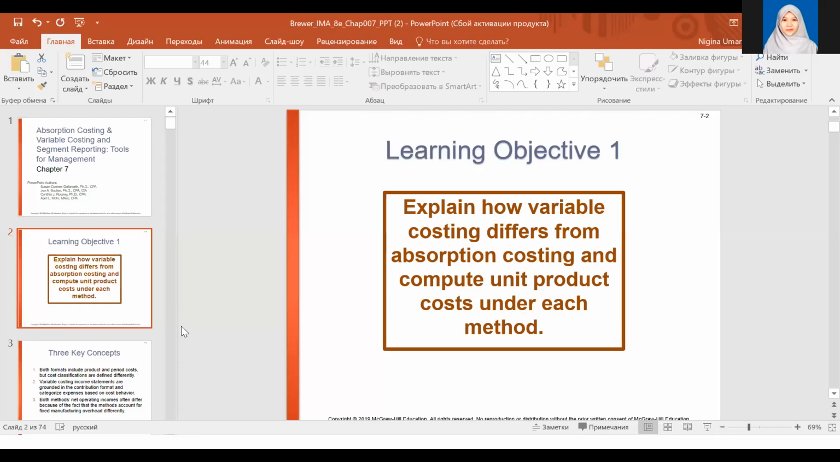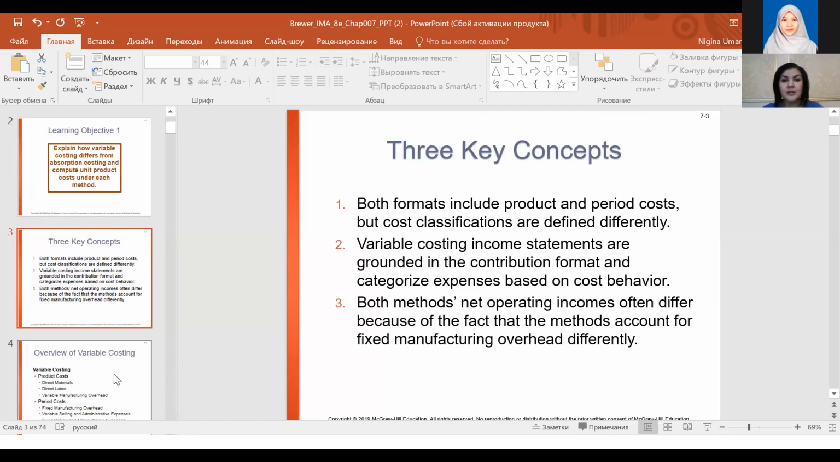So actually we have talked about absorption costing and variable costing, but we will get a closer look at each method during these sessions.